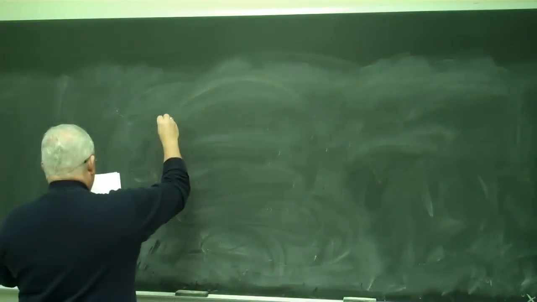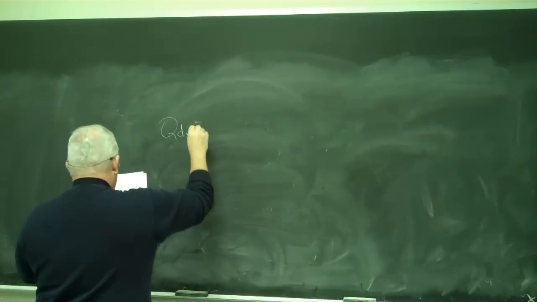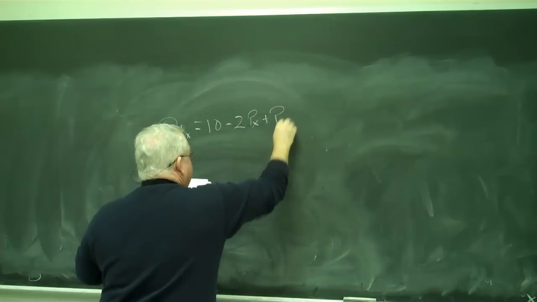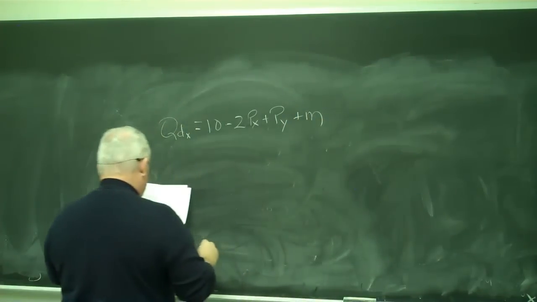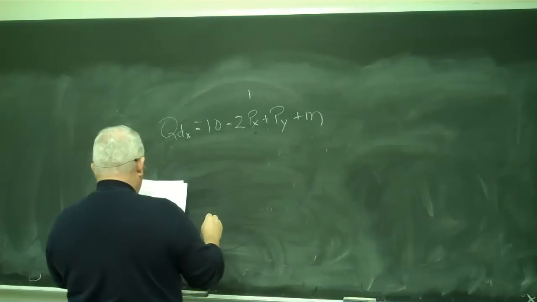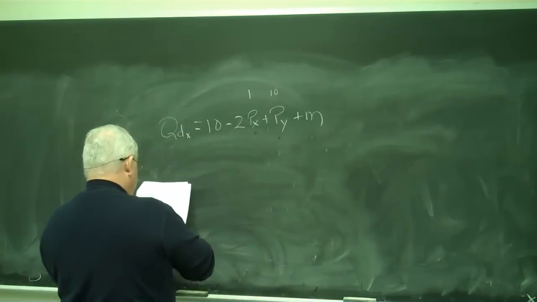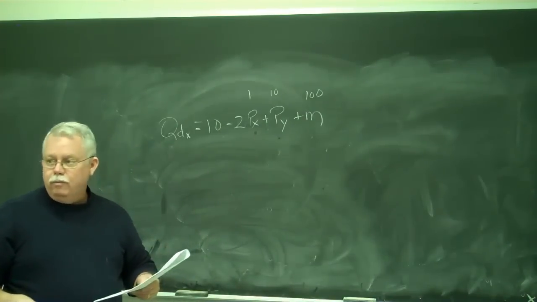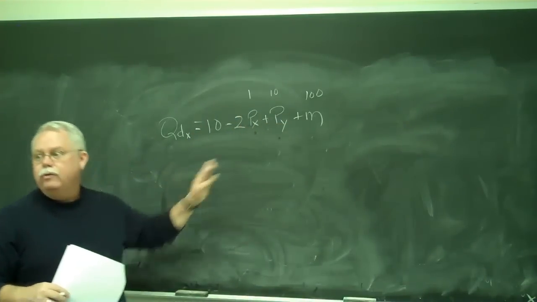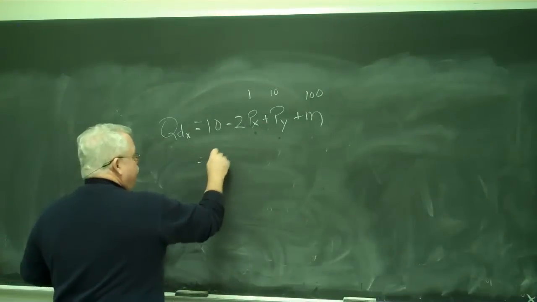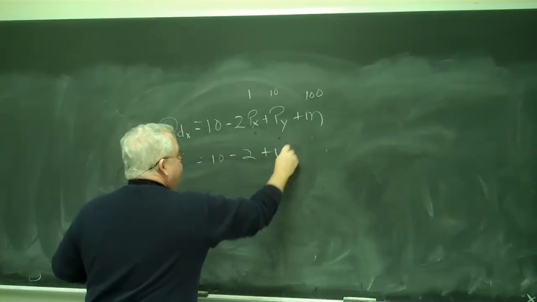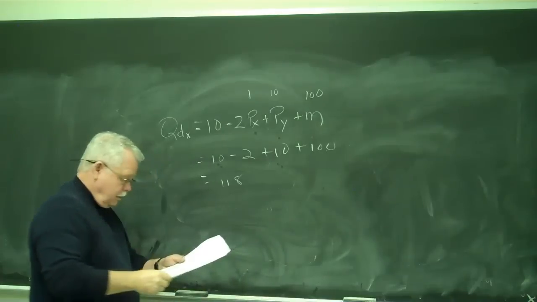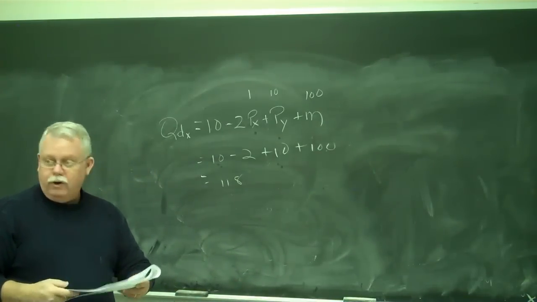Let's write it out up here. We've got the quantity demanded of X is 10 minus 2px plus py plus m. The price of good X is $1. The price of good Y is $10, and income is 100. Given these prices and income, how much of good X will be purchased? This is just plugging these numbers back in. 10 minus 2 plus 10 plus 100 is 118. In fact, none of those answers was on there.